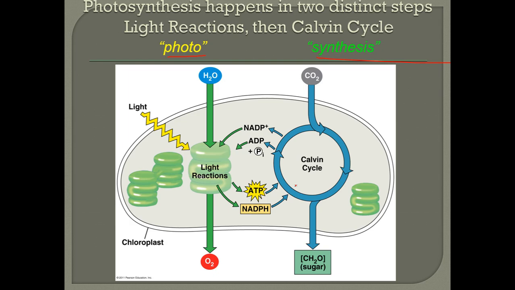And in your book, you might have already read that this happens in 2 distinct phases, the light reactions and the Calvin cycle. It's important that you remember that this happens in 2 distinct steps because some plants can actually separate those steps, which we'll get into at the end.